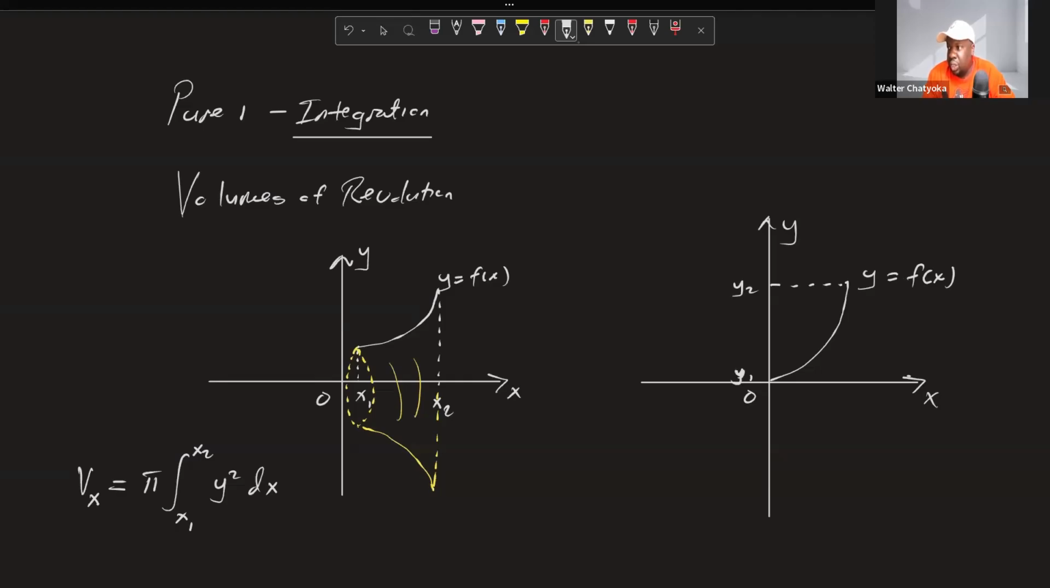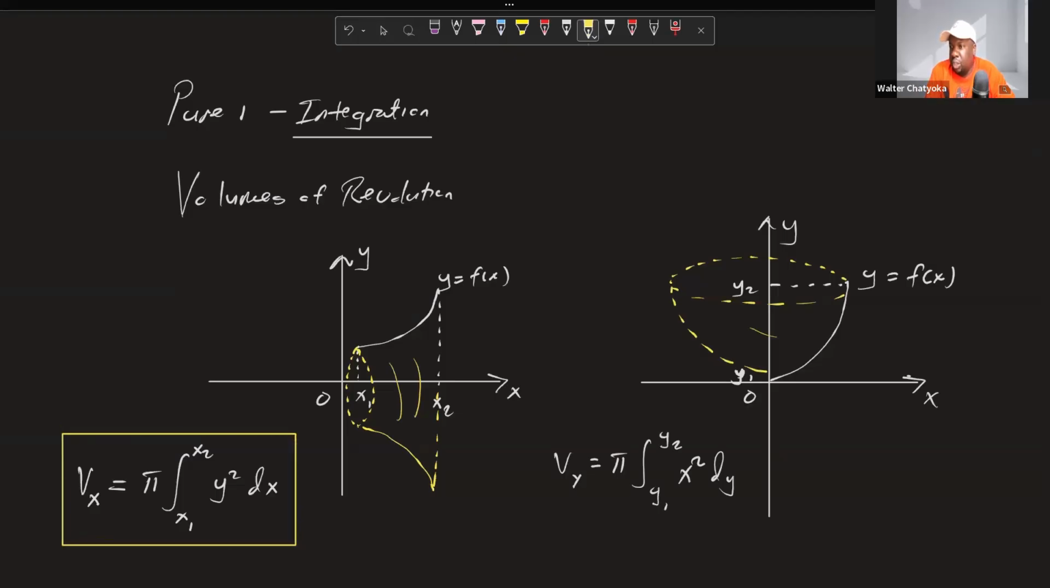So we've got y1 and y2, and this shape is going to be rotated about the y-axis to form a solid shape. So we know that if we rotate it through 360, we'll form a solid like this one that you can see on the screen. And we can calculate the volume of the solid generated if it's rotated about the y-axis by pi times the integral from y1 up to y2 of x squared with respect to y. So these two formulas are important when it comes to finding the volume of revolution.